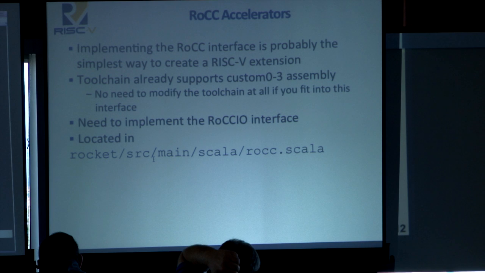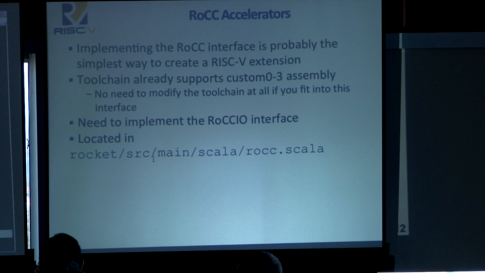Since this is already rolled into the whole toolchain, you can use custom 0 through 3 in the assembler and it'll understand it. This is probably the easiest way to just get in and put something interesting in RISC-V. You just need to implement the RoCC IO interface, which I'll pull up on the screen.